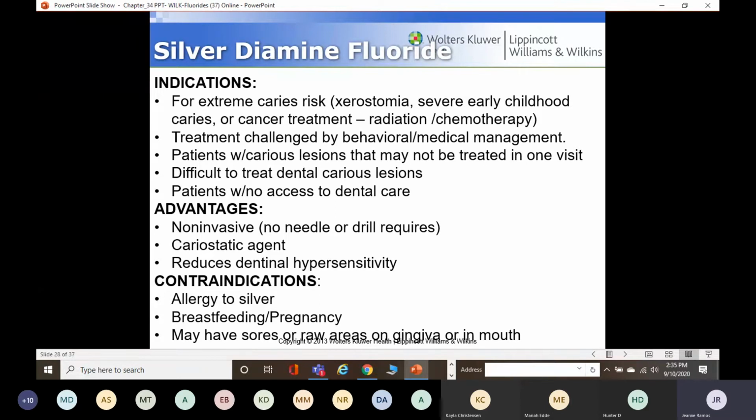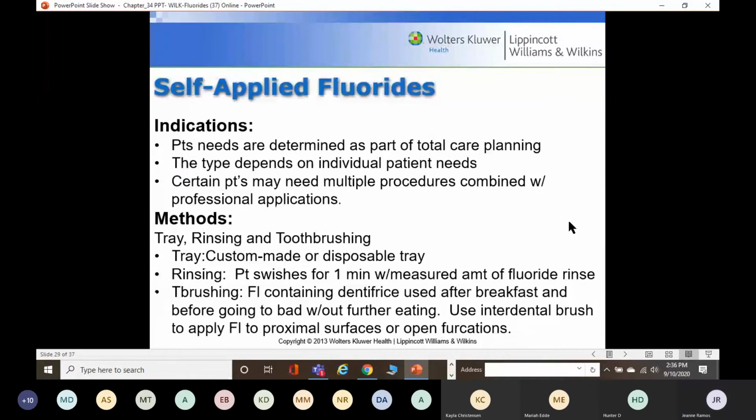Advantages: it's non-invasive, no needle or drill required, it's a cariostatic agent, and it reduces dental hypersensitivity. Contraindications are those allergic to silver, or pregnant or breastfeeding. When using this, you could also have raw areas on your gingiva or sores in your mouth.